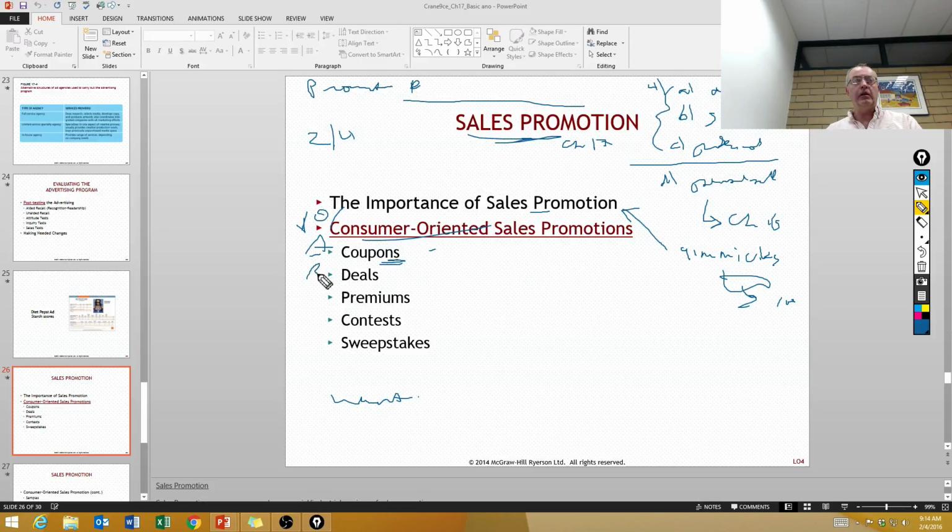Then sometimes we see deals. These are short-term price reductions, trying to increase usage during a trial period, so often they're used for new products. This is the 2-for-1, or so many cents off. We have premiums, where you can get an extra sample of the product for free. Buy one, get one free kind of thing.